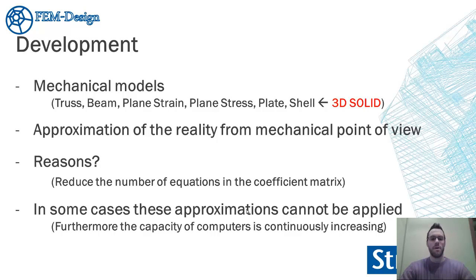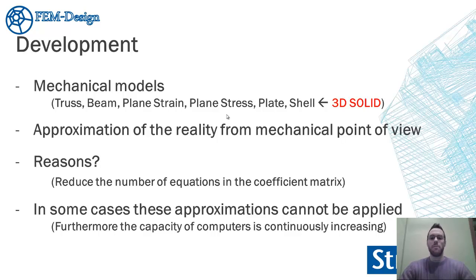So there are problems where the classical mechanical calculations fail, such as we cannot use the truss element, the beam element, or the plane stress or plane strain element for modeling a three-dimensional solid element. So in ancient times, the reason to use these models was to reduce the number of equations. So there were several approximations to model reality. But for example, when we talk about three-dimensional soil, or the calculation of a three-dimensional soil problem, it's obvious that in some cases this approximation cannot be applied. Furthermore, the capacity of computers is continuously increasing.